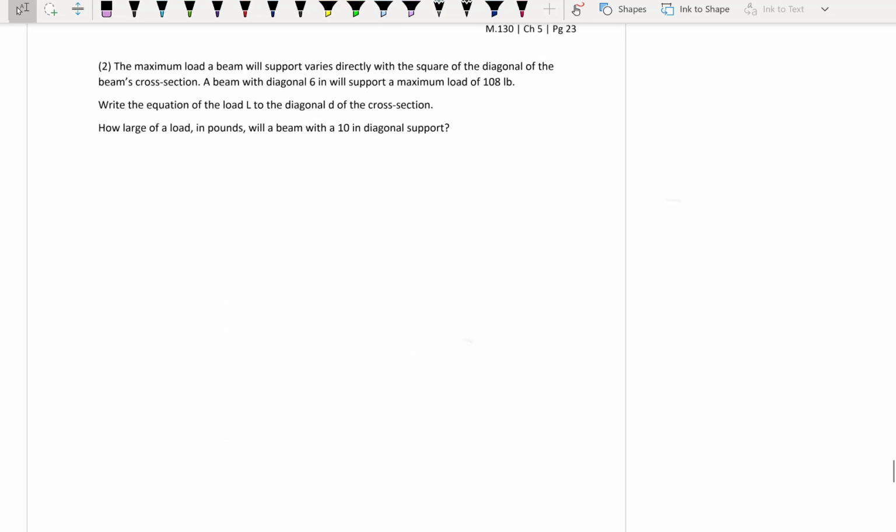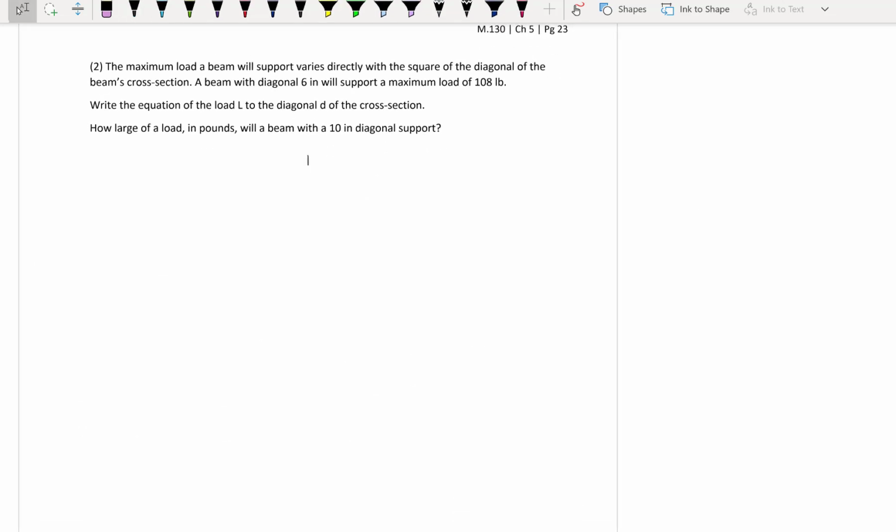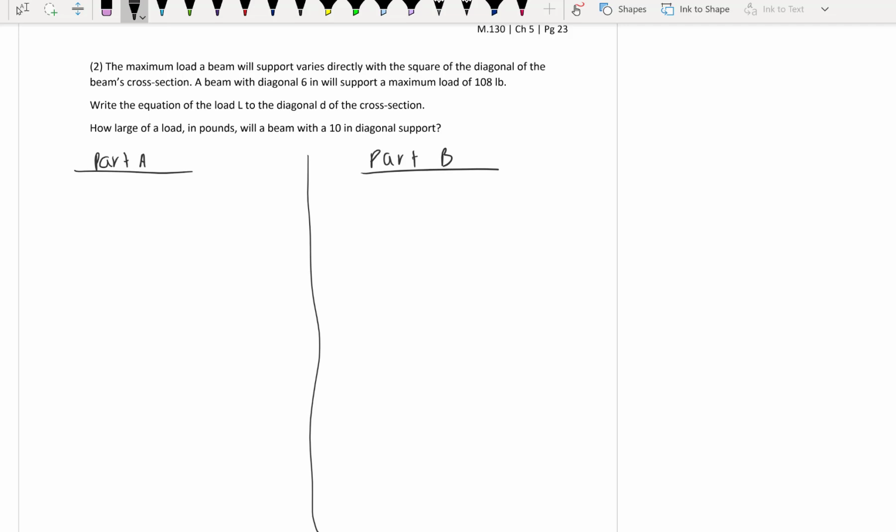Now, looking at number 2, I'm going to have the same type of problem going on, so I'm going to split it into my part A and my part B. It says the maximum load a beam will support varies directly with the square of the diagonal of the beam's cross-section. A beam with diagonal 6 inches will support a maximum load of 108 pounds. Write the equation of the load L to the diagonal D of the cross-section. How large of a load in pounds will a beam with a 10-inch diagonal support? The first sentence is part A, and the second sentence is part B.